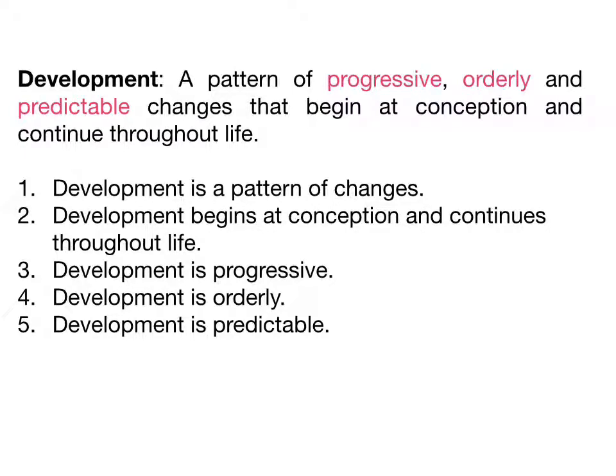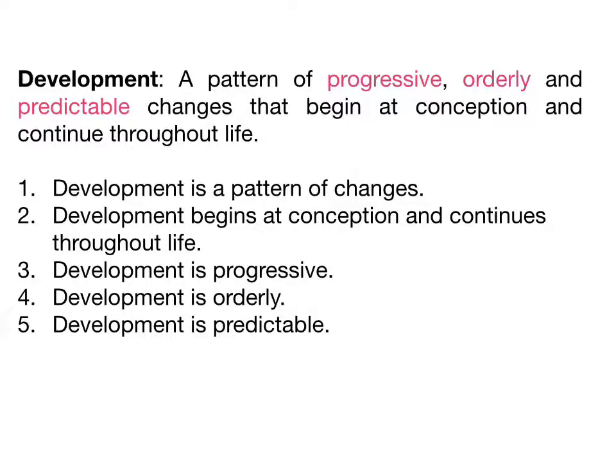Each stage has a preceding stage which acts as a building block for the stage. For example, crawling is a building block for standing with support. Standing with support is a building block for standing without support. So these stages are related to each other, and they aid each other. So all these changes which happen in the life of a person are related with each other. There is a direction to these changes.